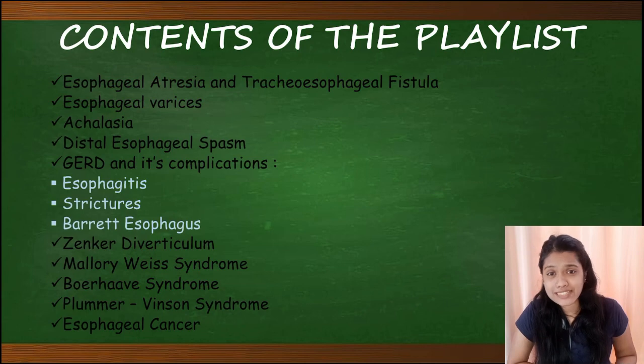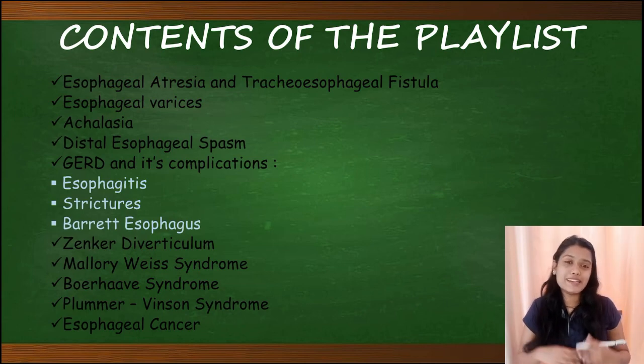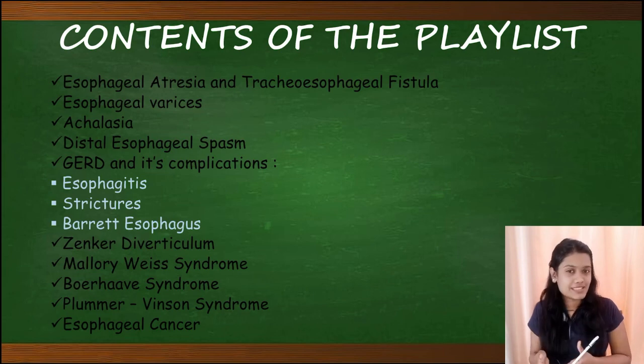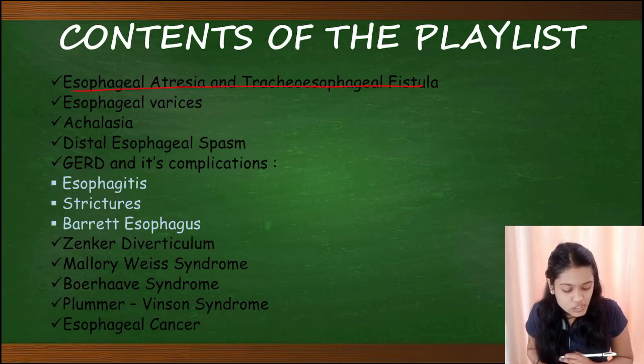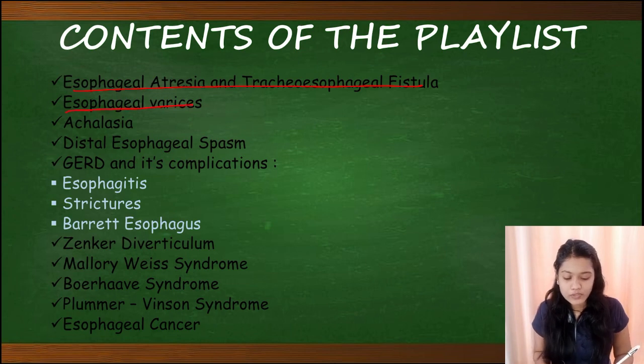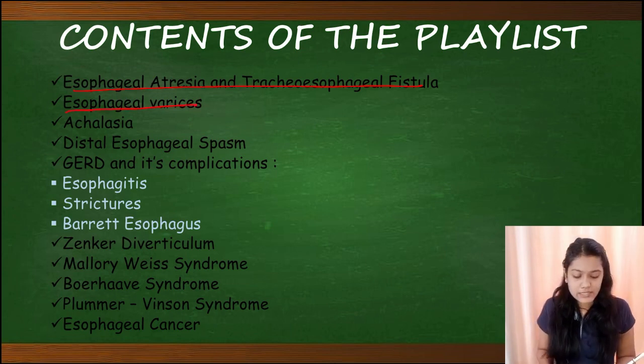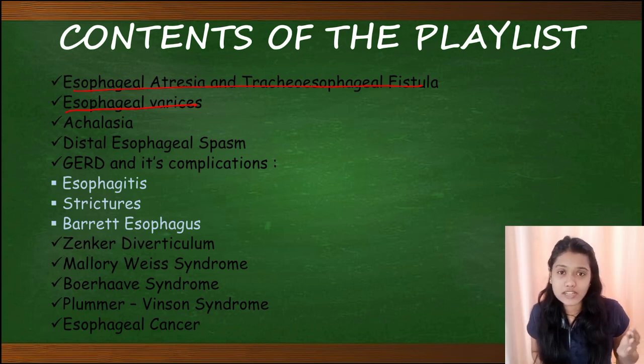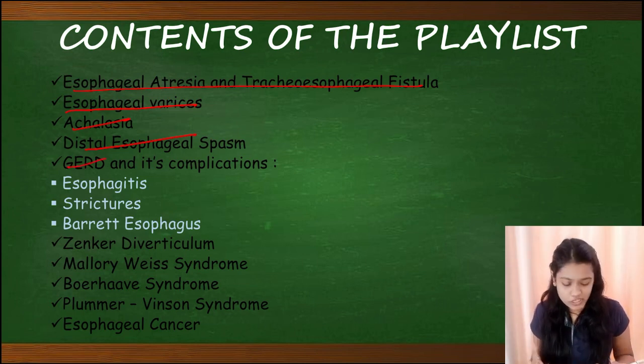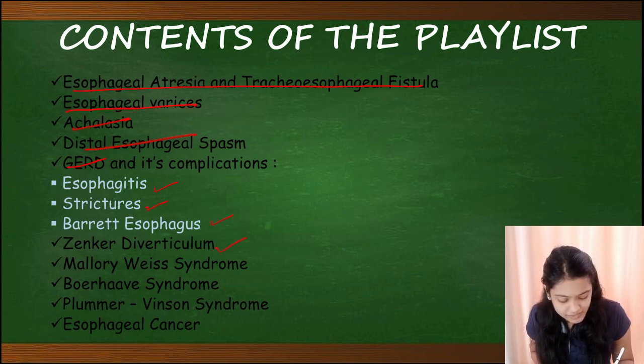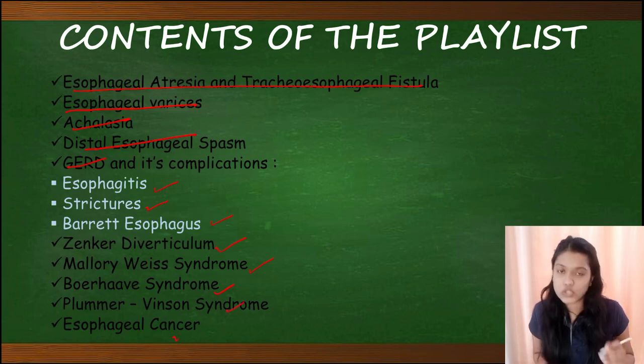In this playlist, we'll be discussing the pathology of the esophagus. This playlist is divided into three parts. The first part, which is this video, will discuss esophageal atresia and tracheoesophageal fistula, and also esophageal varices. The next video, part 2, will discuss achalasia, distal esophageal spasm, and GERD, and also GERD-related complications like esophagitis, strictures, and Barrett's esophagus. In the third part, we'll be discussing Zenker diverticulum, Mallory-Weiss syndrome, Boerhaave syndrome, Plummer-Vinson syndrome, and esophageal cancer.